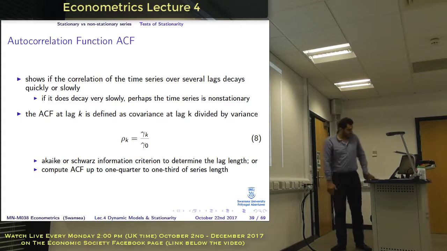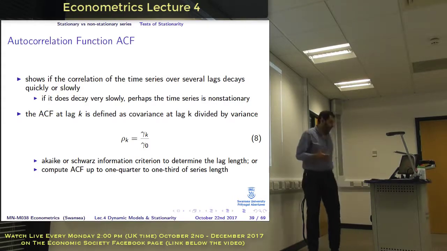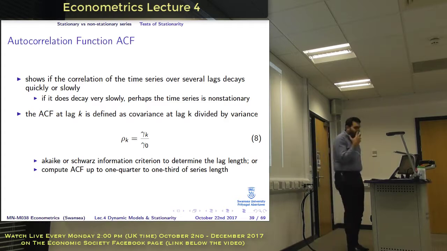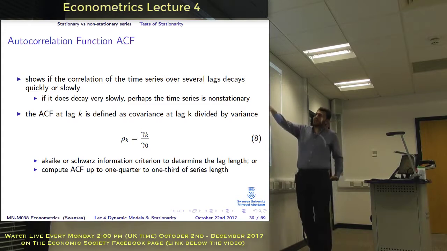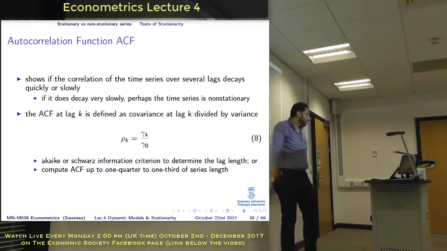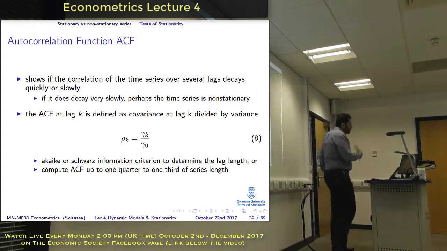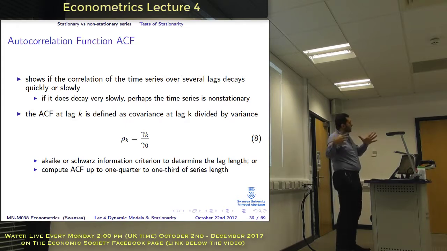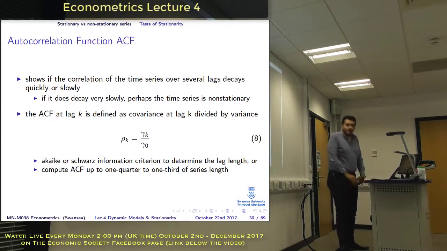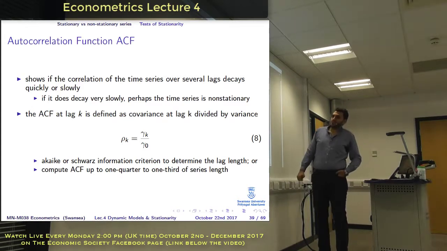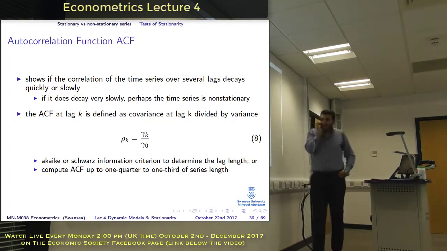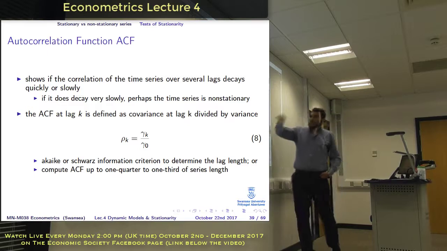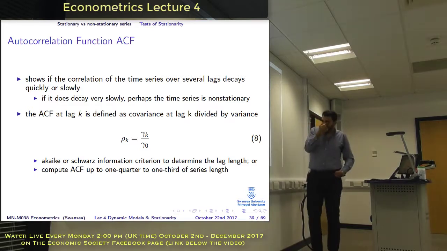The other way is to look at the autocorrelation function. The autocorrelation function would show you if the correlation of the time series over several lags decays quickly or slowly. If it decays slowly, that means it is a non-stationary time series. Here's how this is calculated. The autocorrelation function at lag k would be the covariance at lag k divided by the variance.